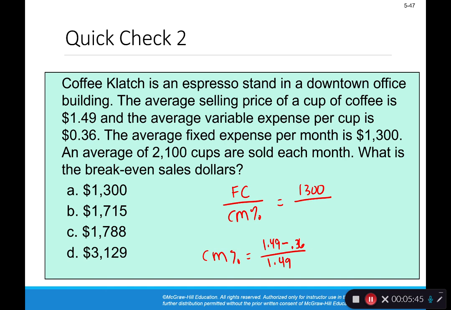So 1.49 minus 0.36 divided by 1.49 gives me 0.758. If we pop that in, 1,300 divided by 0.758 is 1,715. So we'll have to sell $1,715 worth of coffee in order to break even.